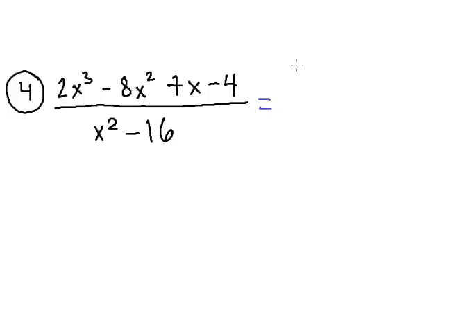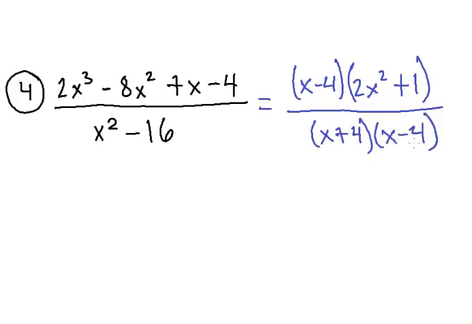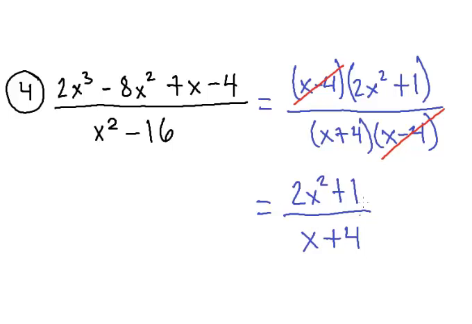So once you factor, the answer on top will be x minus 4 times 2x squared plus 1. If you use grouping method, you're going to see that's the answer you get. Down, we're going to have x plus 4 and x minus 4. If you use difference of squares, you're going to notice that's the answer you get. Once we factor it completely, we cancel whatever is repeating up and down. That will leave us with 2x squared plus 1, which we cannot factor, divided by x plus 4. And that will be it. So that will be the answer for this exercise.